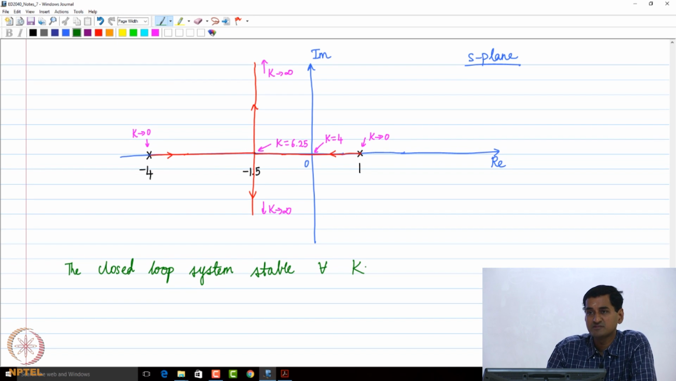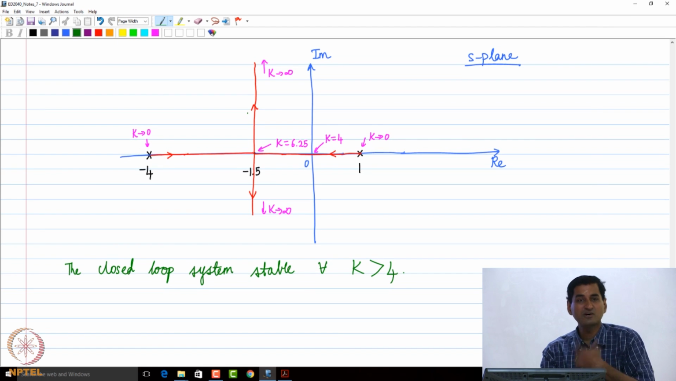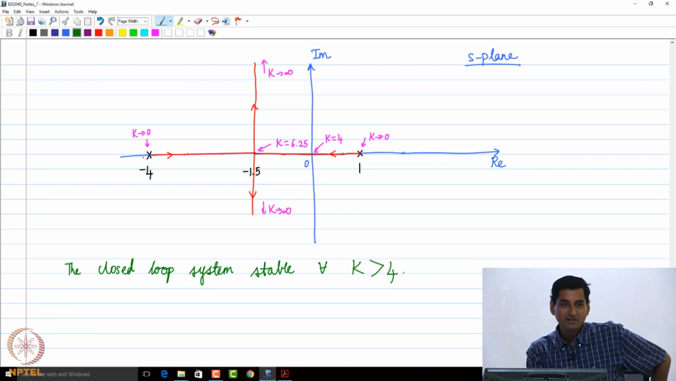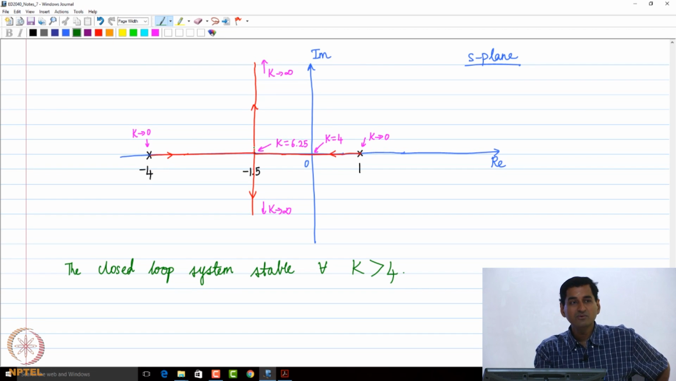When is the closed loop system stable? K greater than 4, right. Why? Because you see that one branch of the root locus is always going to be in the left of complex plane, the one starting from -4. But another branch which starts from +1 migrates into the left of plane only after k is greater than 4. So, you need all the closed loop poles to be in the left of complex plane, right.